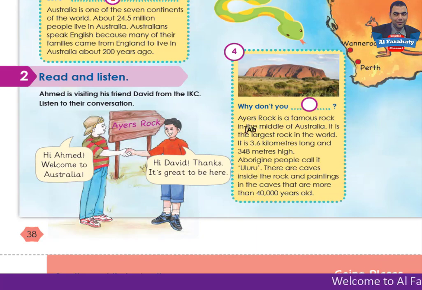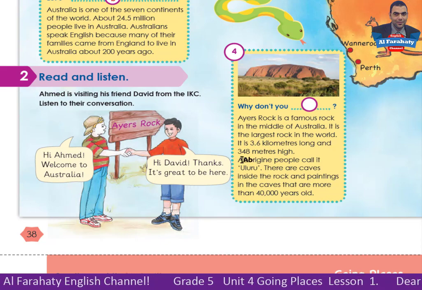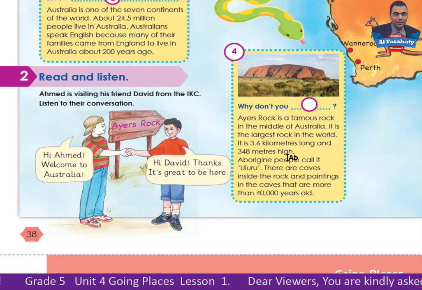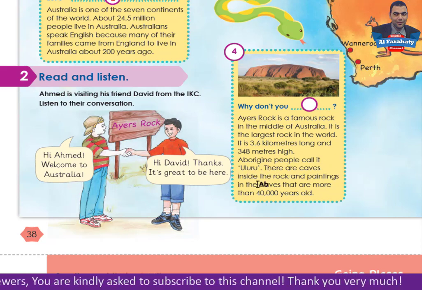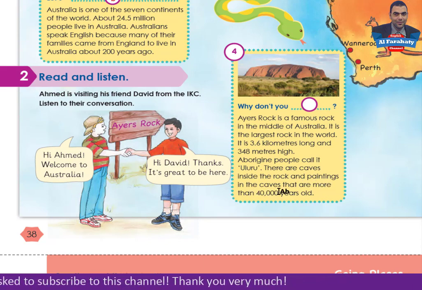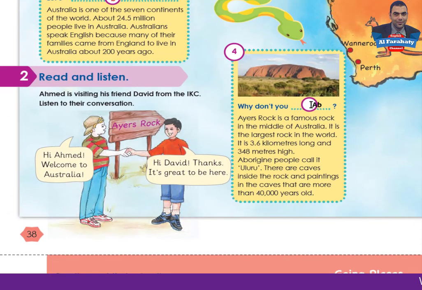Okay, number 4. Why don't you? Ayers Rock is a famous rock in the middle of Australia. It is the largest rock in the world. It is 3.6 kilometers long and 348 meters high. Aborigine people call it Uluru. There are caves inside the rock and paintings in the caves that are more than 40,000 years old. Okay, this is why don't you visit Ayers Rock? This one is visit Ayers Rock. Number A.